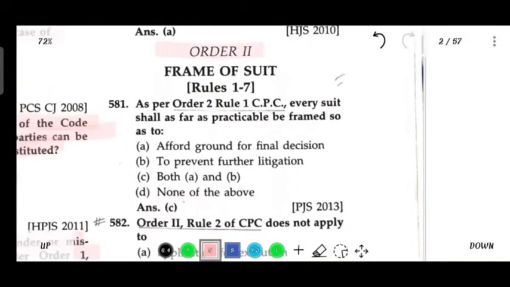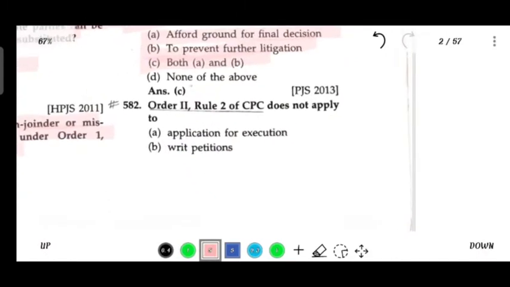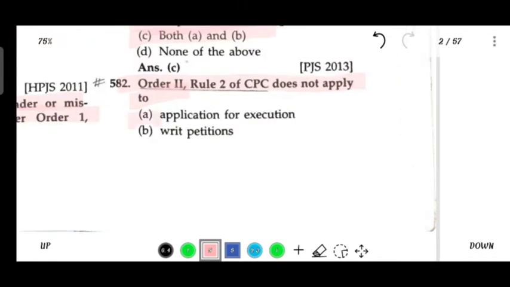Order 2. Framing of suit. Rule 1 to 7. As per Order 2, Rule 1 of the CPC, every suit shall, as far as practicable, be framed so as to afford the ground of final decision and to prevent further litigation. Order 2, Rule 2 of the CPC does not apply to an application for execution or a writ petition.